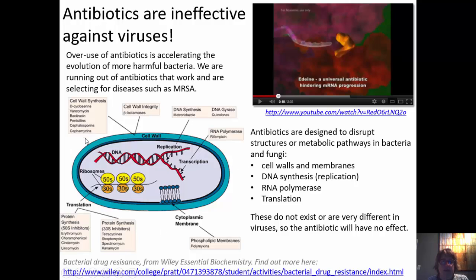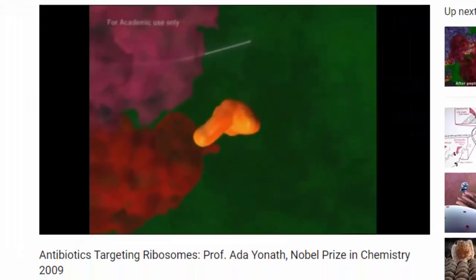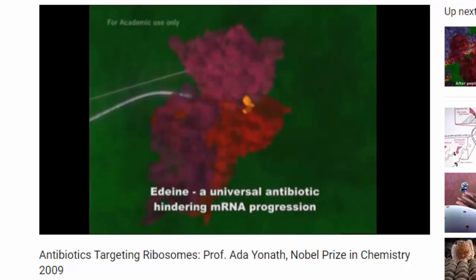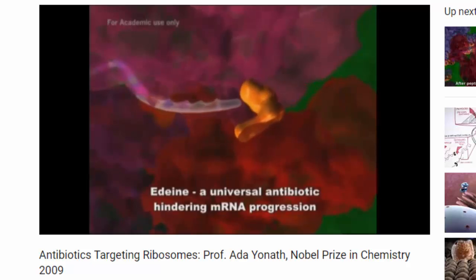Here is just another visual cartoon of what the antibiotics are going to work against. So antibiotics are designed to disrupt structures and metabolic pathways, as we already discovered, and they do not work on viruses because viruses do not have these pathways or these structures. So this is a universal antibiotic that's going to stop the mRNA progressing into the ribosome.